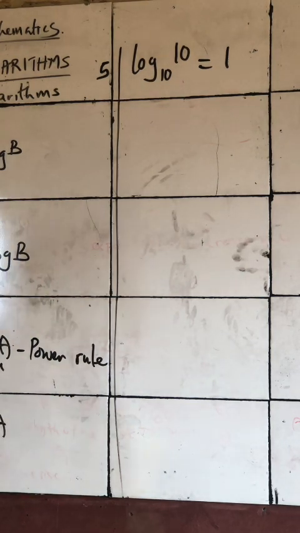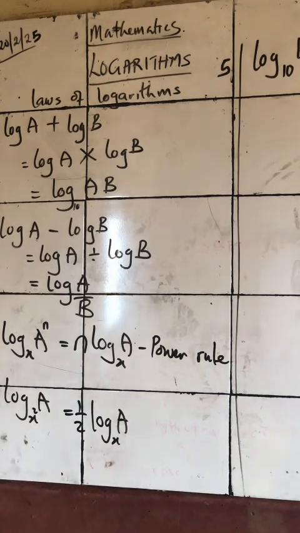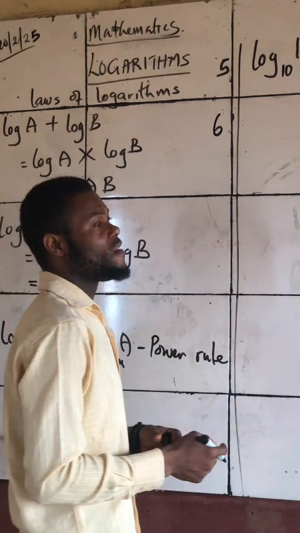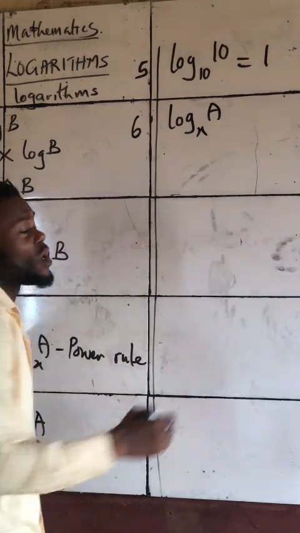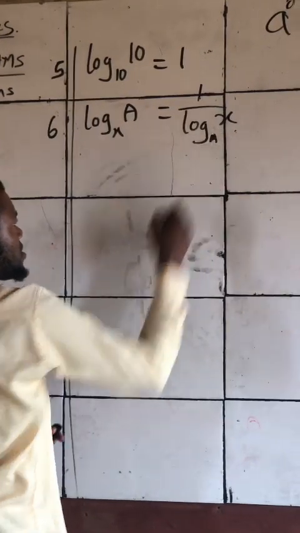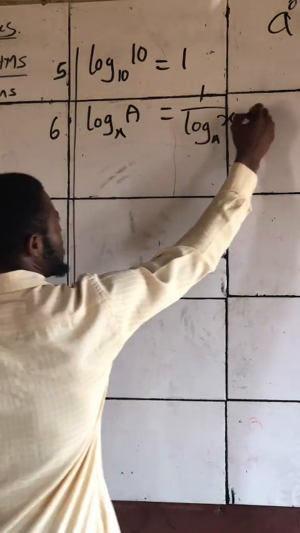What again do you need? We have what we call the reciprocal law. That reciprocal law says that when you have log A base x, the reciprocal of this will change to 1 over log x A. That is the reciprocal law.